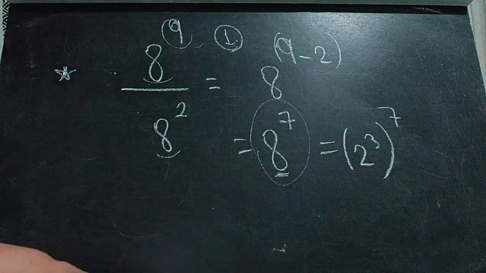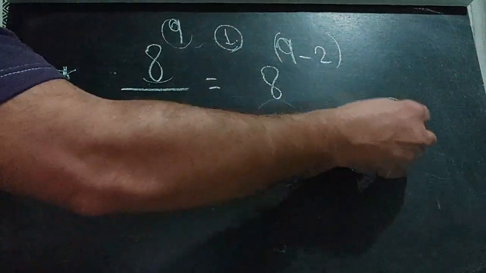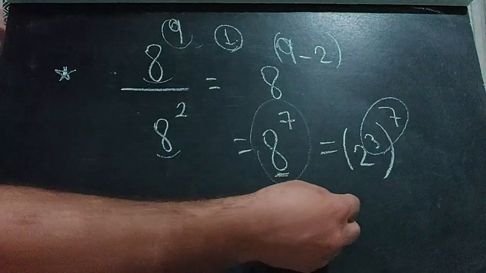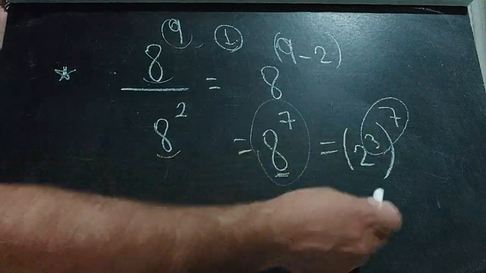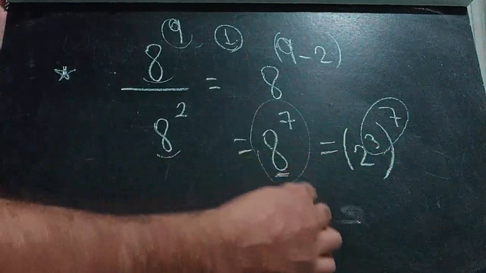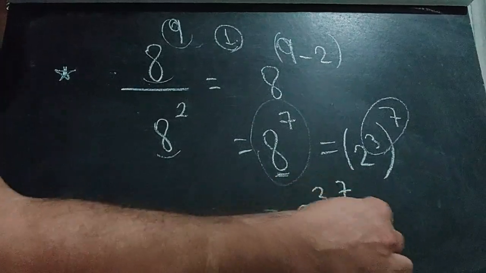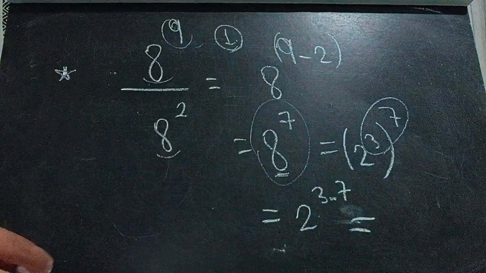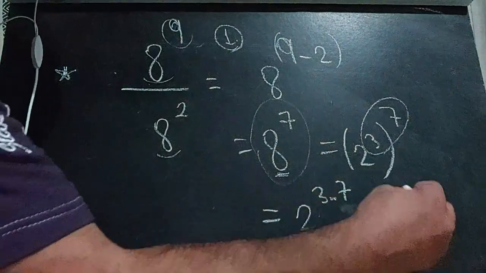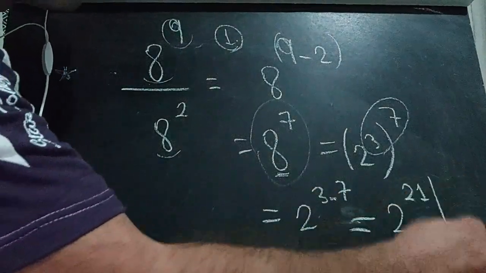So now what did I get? I got a power of a power. So that will be 2 power 3 times 7. Remember, we were multiplying power to power. That will be 2 power 21.